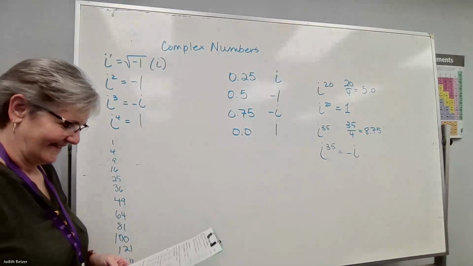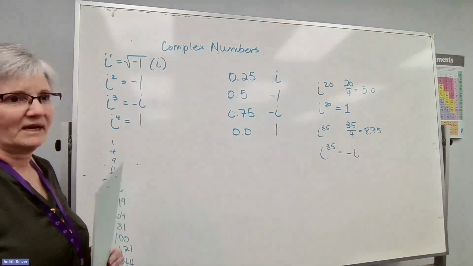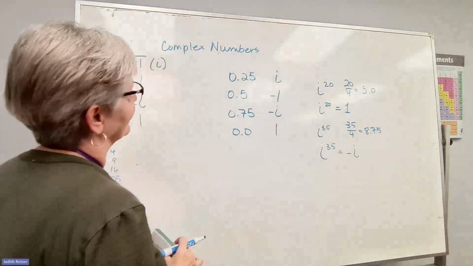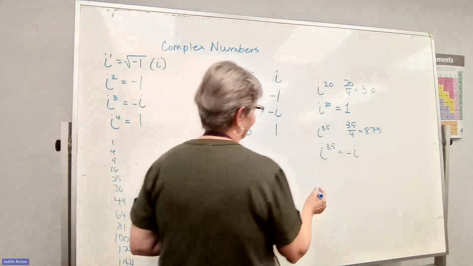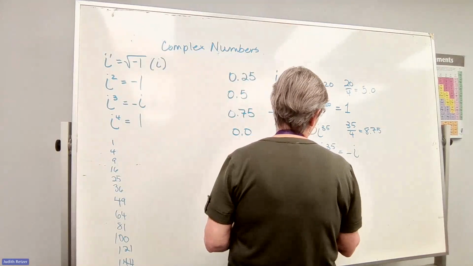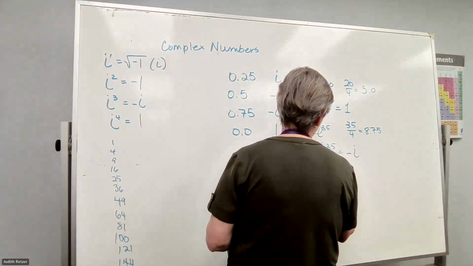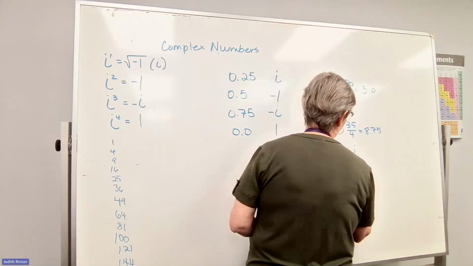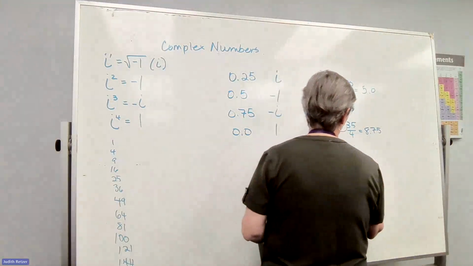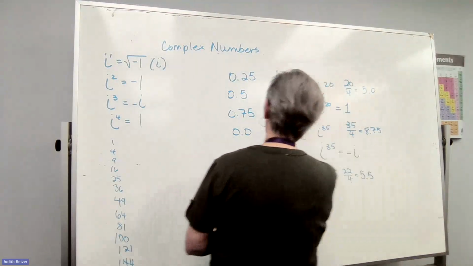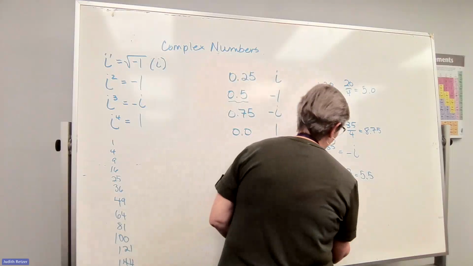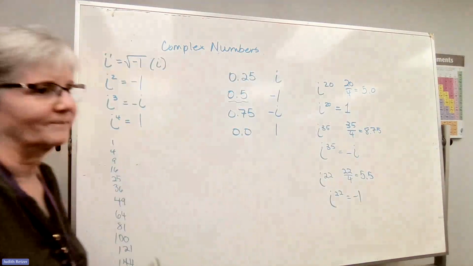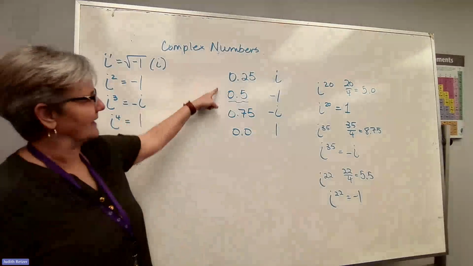Make sense? Okay, let me think. i to the 22nd. 22 divided by 4 is what number? 5.5. It ends in 0.5. Therefore, i to the 22nd is equal to -1. So it has to end a certain way. You just look at these.